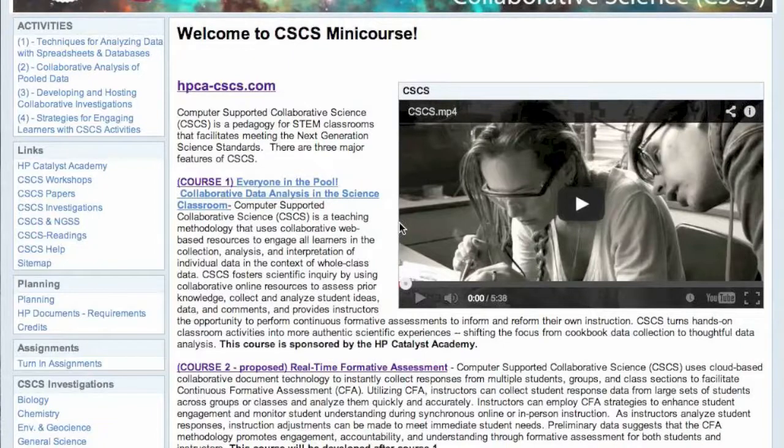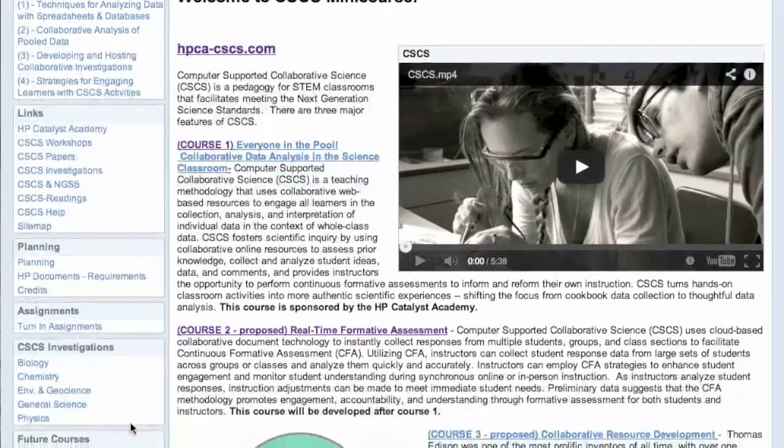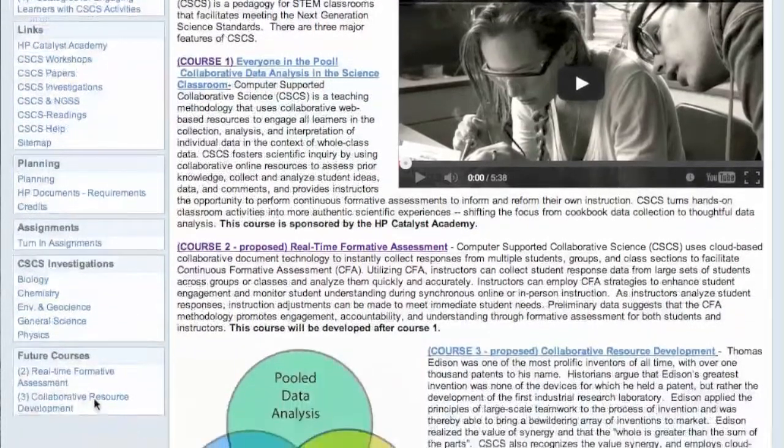To understand the value of pooled data analysis, we want to give you examples from biology, chemistry, physics, geoscience. Right now we're going to take a little example from physics, the concept of buoyancy and density. And from anywhere on the HP Catalyst website for CSCS, you can go to the CSCS investigations over here.